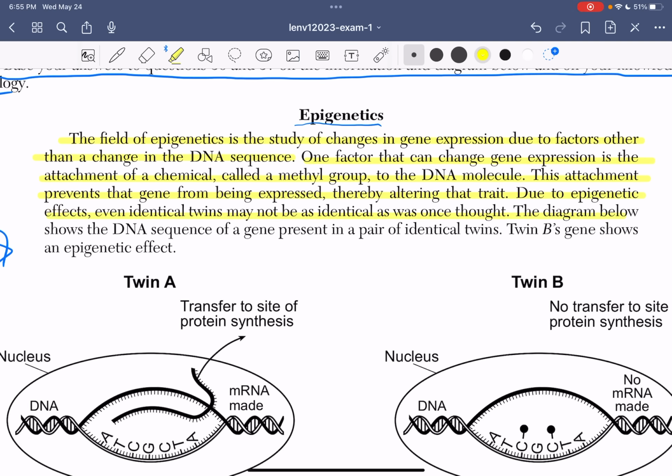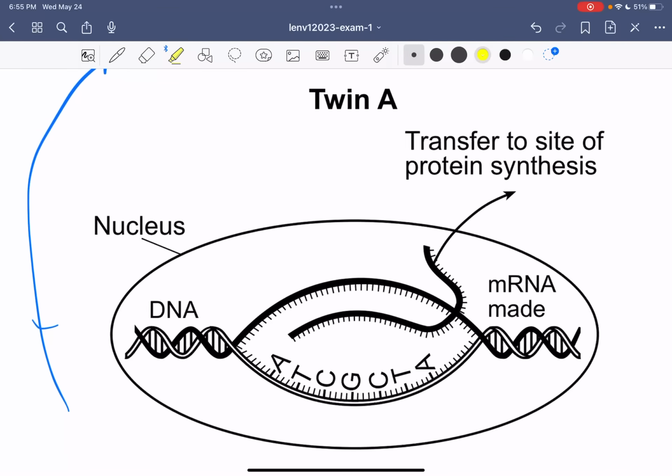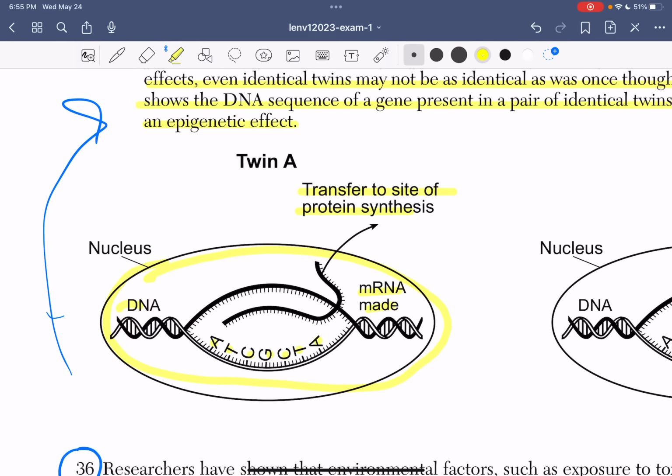The diagram below shows the DNA sequence of a gene present in a pair of identical twins. Twin B's genes show an epigenetic effect. All right, let's take a look. Let's take a look first at what's happening with twin A. This is the nucleus. Here's the DNA. We have A, T, C, G, C, T, A. Messenger RNA is made and transferred to the site of protein synthesis. So this one's making a particular protein.